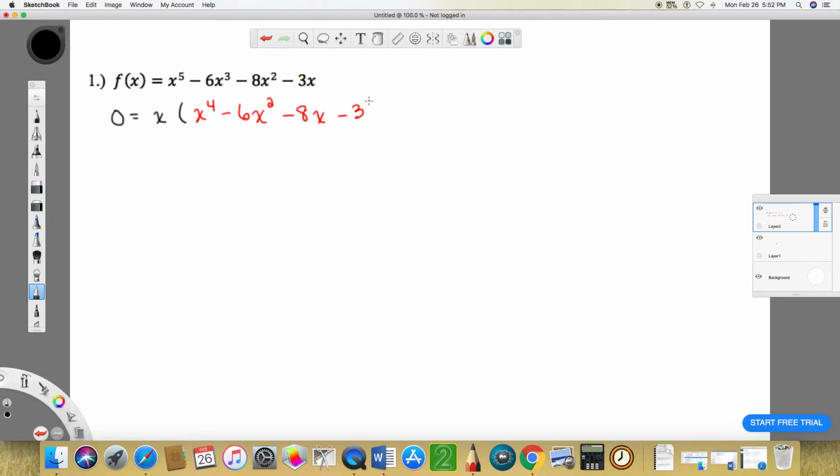All right, so now we want to work with this polynomial function. It is in standard form, but it is missing a power. So let's think of this as x to the fourth, 0x cubed, minus 6x squared, minus 8x minus 3.